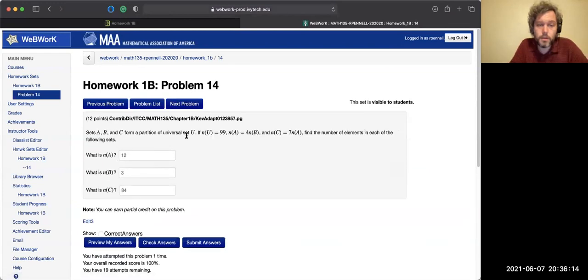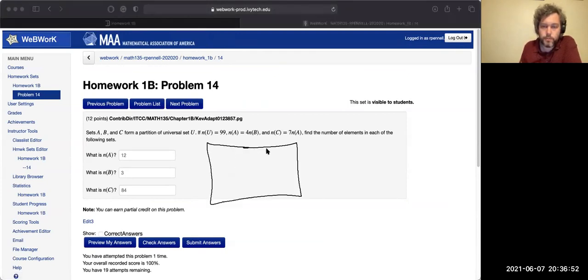Okay, sets A, B, C form a partition of the universal set. The universe is 99, A equals 4 times B, and C equals 7 times A. Find the number of elements in the following sets. What does A equal? What does B equal? What does C equal? Well, this one's a little bit different than the last one. In the last one, they told me I was solving for the universe, and they told me what one of the sets equaled. Now they tell me the universe, and I have to find what do they equal? What do each one equal?